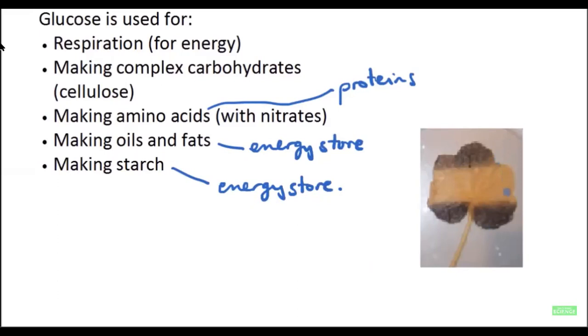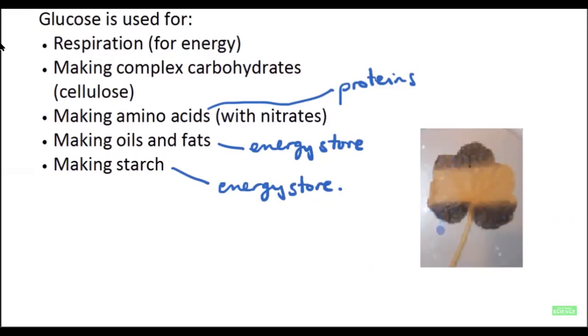leaves of their waxy cuticle, which is the outer waxy waterproof layer on the leaf, and to do that you have to boil it in ethanol, and then what you do is you rinse it in hot water to soften the leaf, and then you can drop some iodine solution onto the leaf and check for a color change. If it turns black or dark blue, that means starch is present.